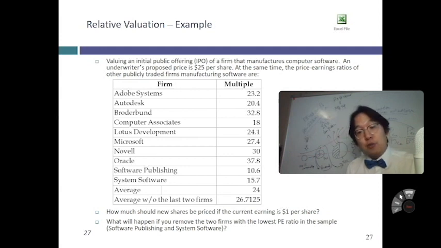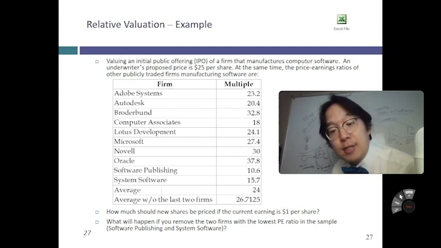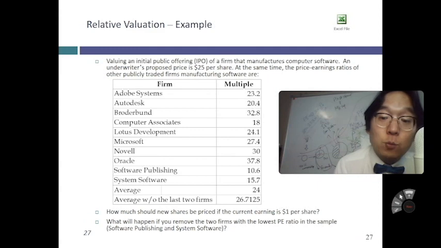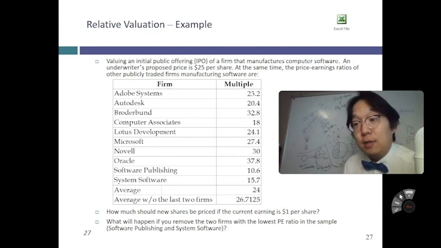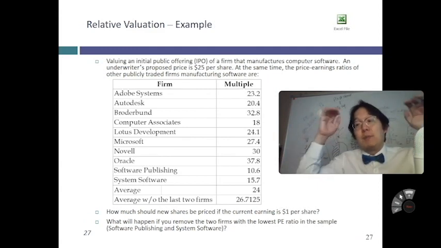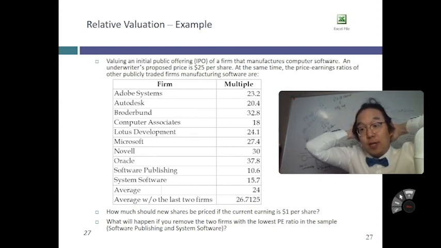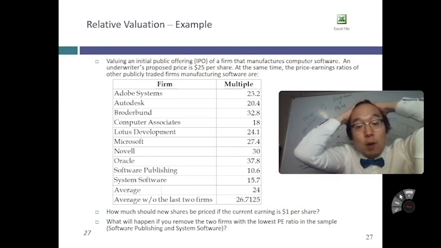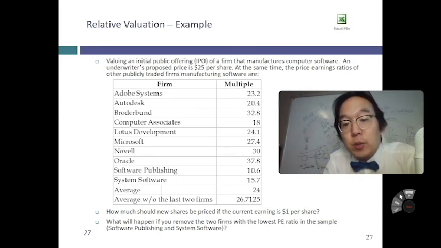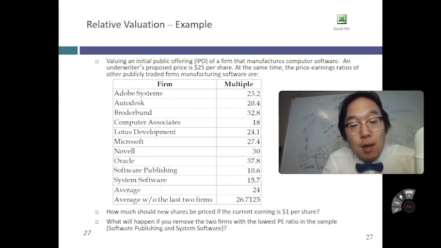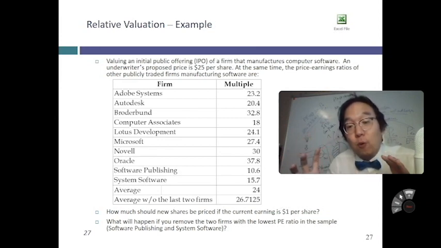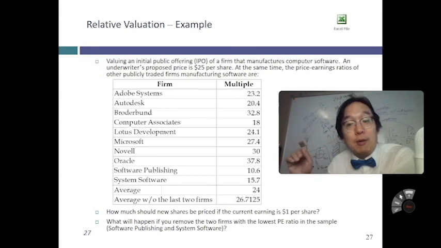How much should new shares be priced if the current earnings is $1 per share? Your EPS is $1 to make the computation very simple. Well, just 26.7, that will be the answer. And what will happen if you remove the two firms with the lowest PE ratio in the sample? The first bullet point, the answer is 24, because this is before removing the outliers.